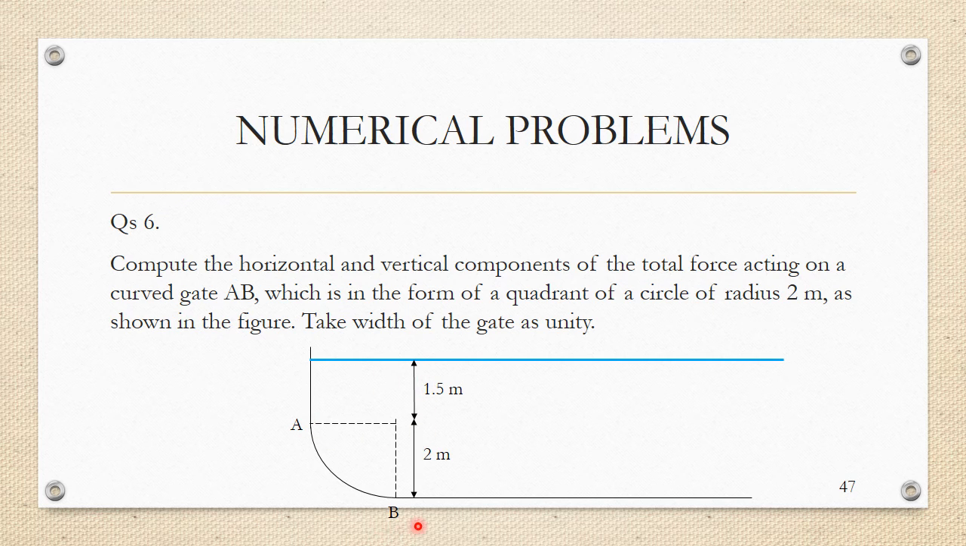This gate is in the form of a quadrant of a circle of radius 2 meter, and above that the column of water is 1.5 meter high. Now you have to find out Fx and Fy. That is what they meant by compute the horizontal and vertical components of the total force acting on the curved gate AB. So this gate is AB. Fr is the net force acting on the gate AB. You have to find out Fx and Fy, which are the horizontal and vertical components of the total force acting on the curved gate AB.